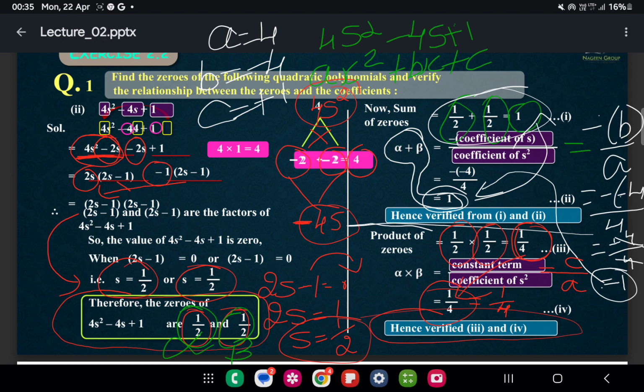Hence it is verified in equations 3 and 4. So this is the way we have to find the zeros of the quadratic polynomial and verify the relationship between the zeros and the coefficients. I hope you understand. Once I clear the screen, look at the problem solving step by step, you take this problem.